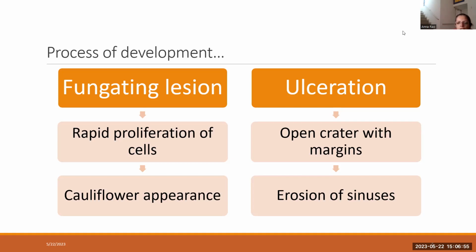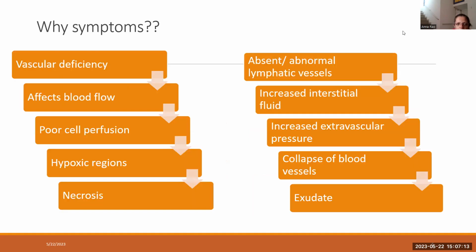Then it will also erode the sinuses. Because of that, the interstitial tissue fluid that should get collected is not coming into the blood vessel, but is coming out over the skin. So there will be a lot of exudates. And why are the symptoms found? Here vascular deficiency takes place, because cancer cells have eroded the small vessels. And because of that, what will happen?